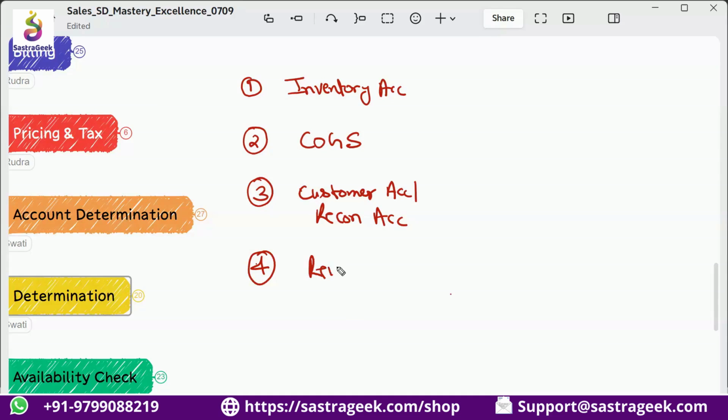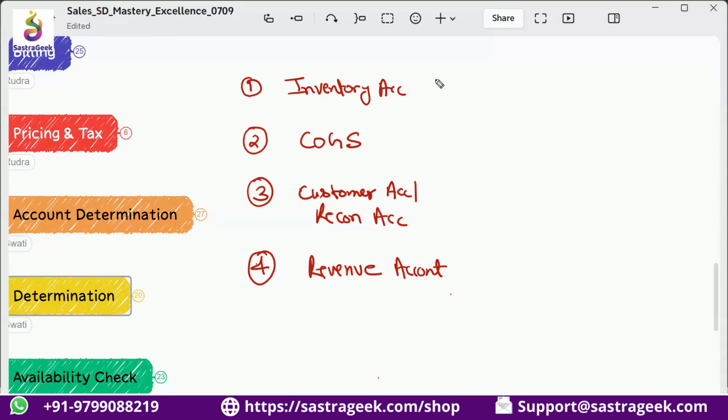Then we are talking about your revenue account. I will stick till the invoice. I will not go to the payment. Let's talk about these four. Inventory account needs to hit, COGS needs to hit, customer account and reconciliation account need to hit, and revenue account needs to hit, right?